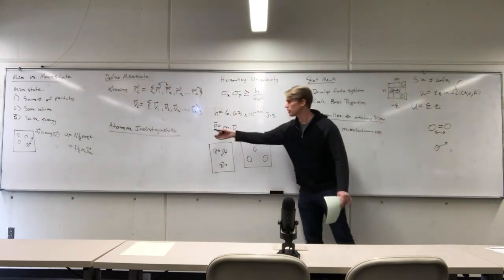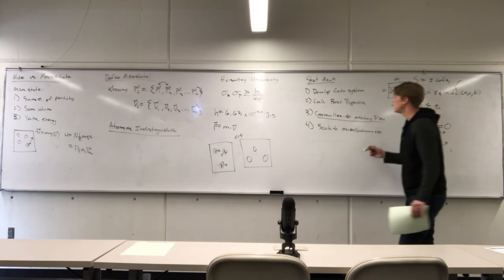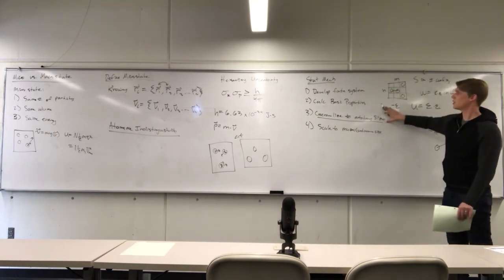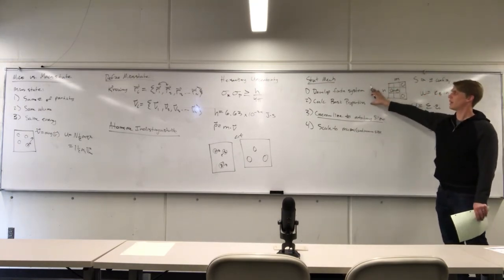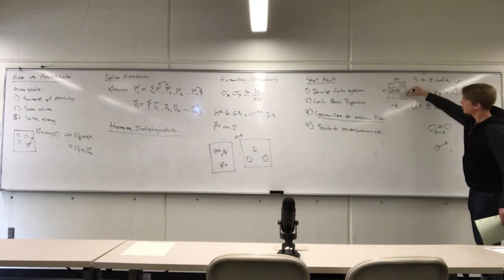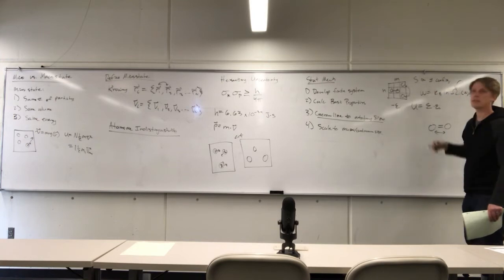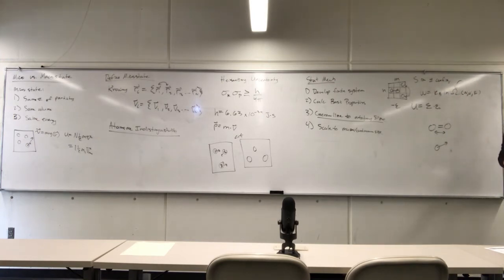So what this concept of indistinguishability does is that when you're trying to develop a finite system and calculate the basic properties, you have to recognize that if I were to take two particles here and swap them, that would be exactly the same system configuration. So you have to deal with this concept of indistinguishability.